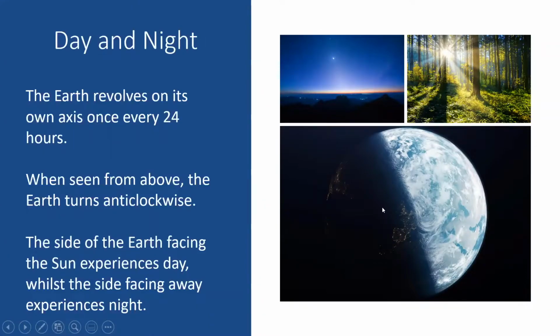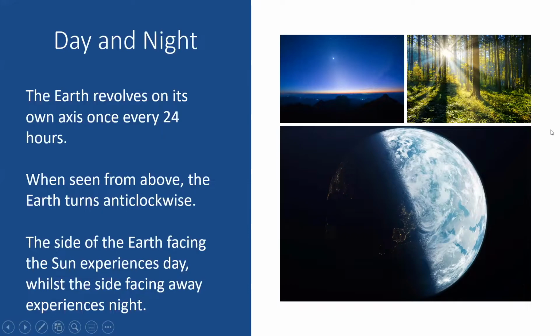So the Earth revolves on its own axis. The axis is an imaginary line. The Earth's tilted, which is why this is a good photograph. The Earth is actually slightly tilted relative to its orbit. The Earth revolves on its own axis once every 24 hours. When seen from above, the Earth turns anti-clockwise. Think about a clock face, that's clockwise, the way that the hands go. If you look from above, the Earth turns anti-clockwise.